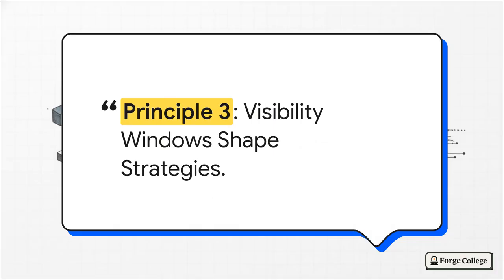And Principle 3, visibility windows shape client strategies. Ultimately, your strategy as a developer has to follow the format. If you're building for UTXO, your logic is going to focus heavily on tracking output selection and avoiding conflicting unconfirmed spends. But if you're building for accounts, you're managing nonces and writing logic for fee bumping in the mempool.